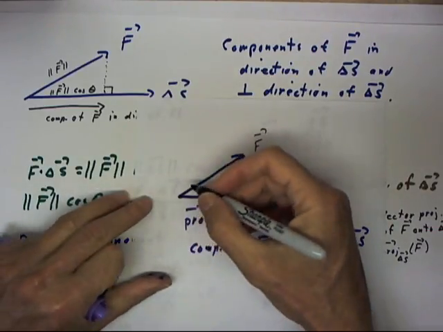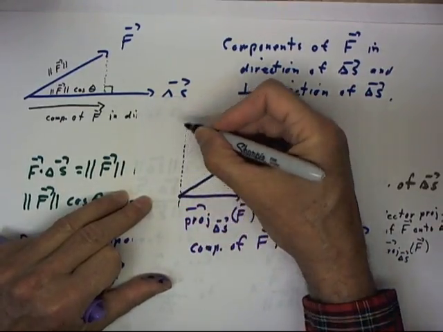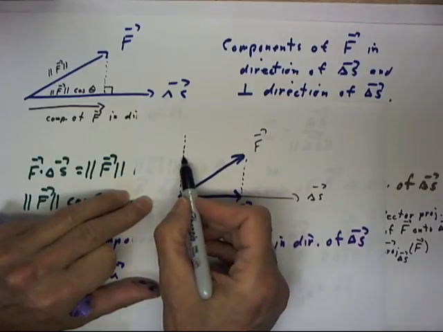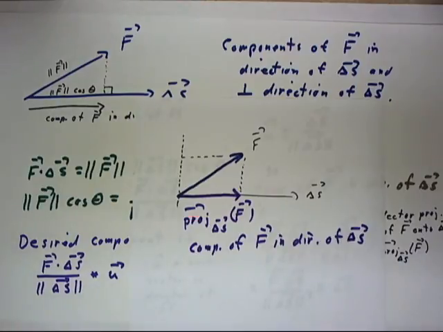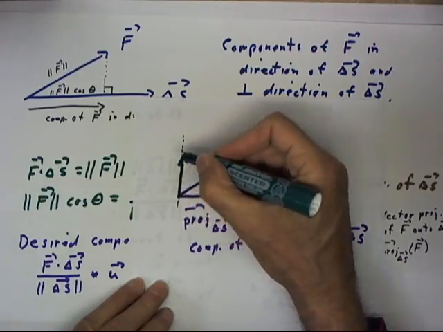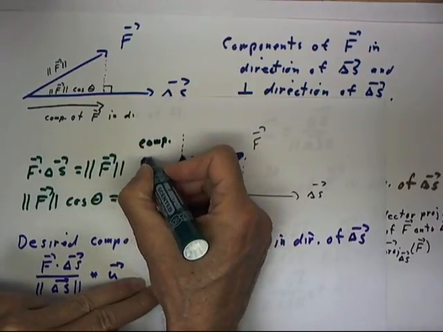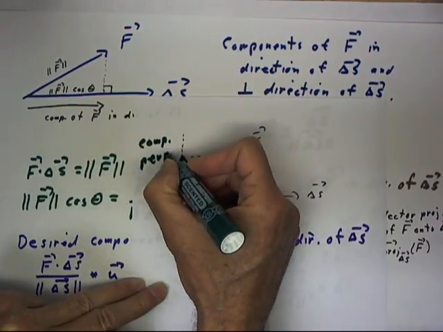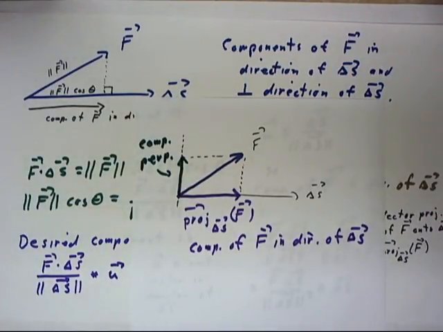So what we can do is we can sketch a line here that's perpendicular to delta s if we want, and we can project f over here and see that the vector that we're after is this component, now perpendicular. This is the component perpendicular. I'm not going to write all that out. How do we find that component?